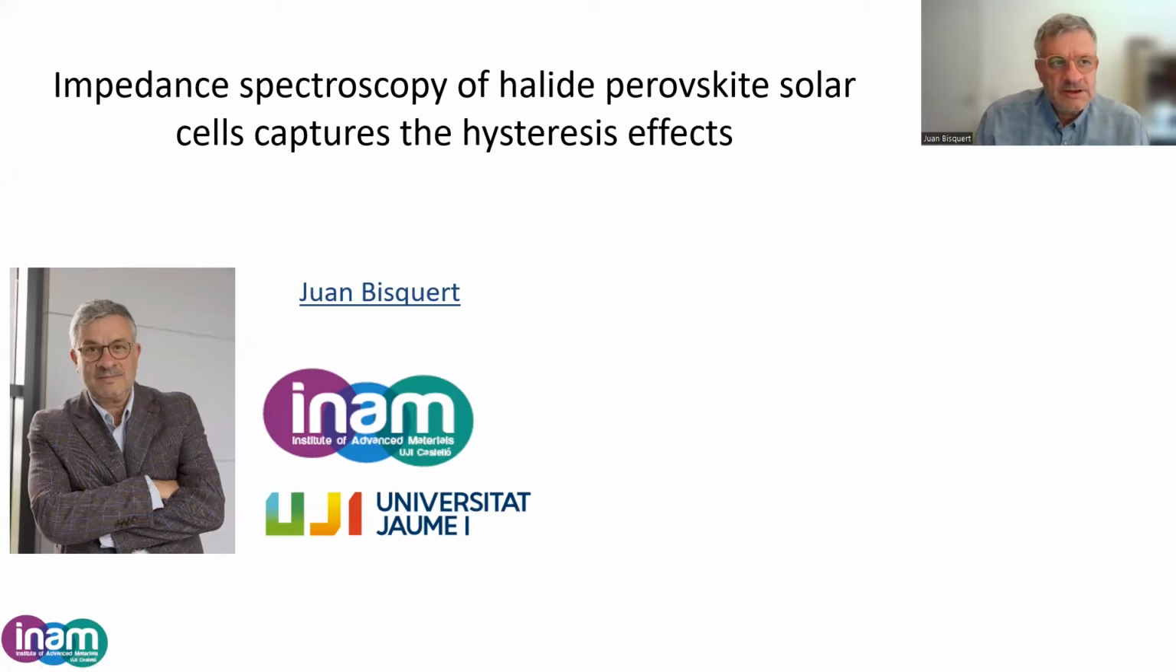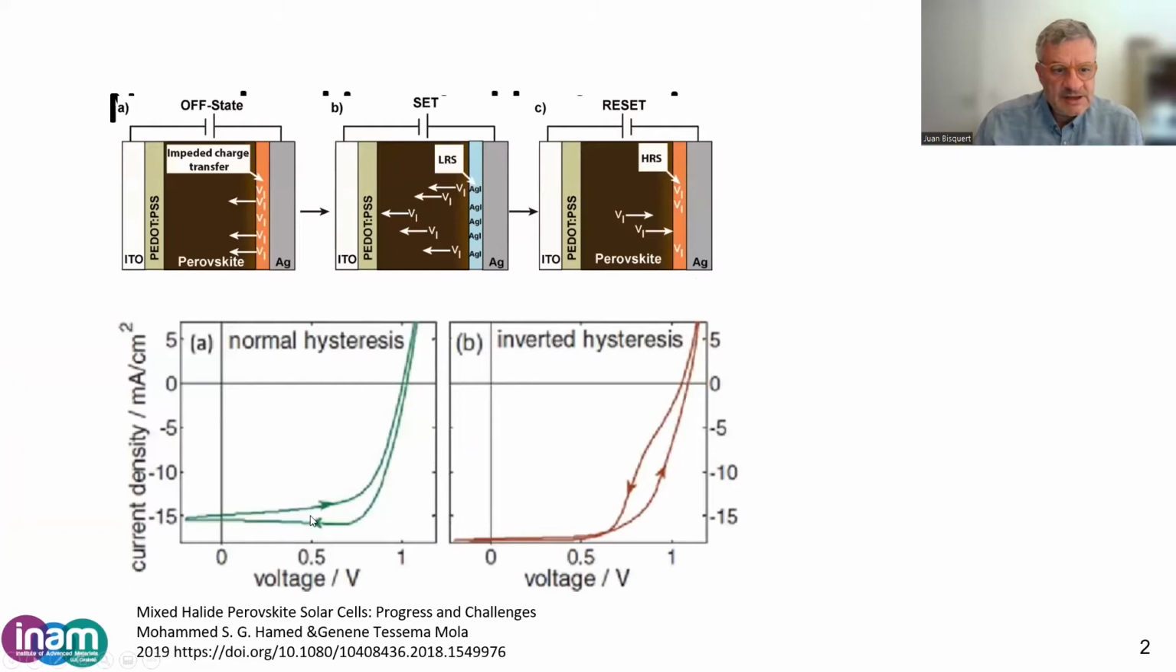In this talk, I explained that impedance spectroscopy of halide perovskite solar cells captures the hysteresis effects. Hysteresis means that the go and return pathway in the current voltage curve is different. So there is some important memory effect, and it can be related to different causes, like the formation of interfacial layers in the perovskite solar cell.